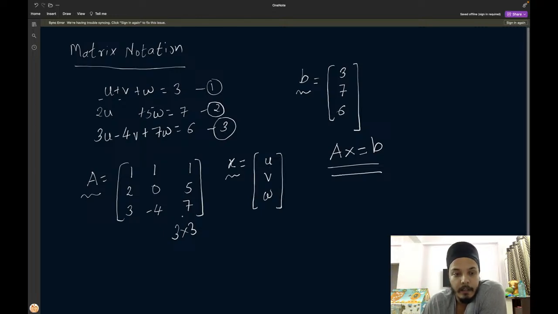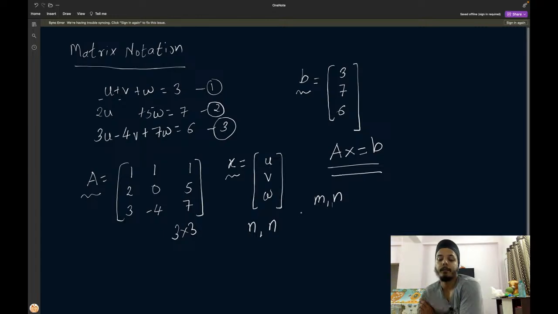So if we have n equations and n unknowns, we will have a square matrix. Now if we have m equations and n unknowns, in this case our matrix will be of size m cross n. That is, we will have m rows and n columns. So it will be a rectangular matrix.